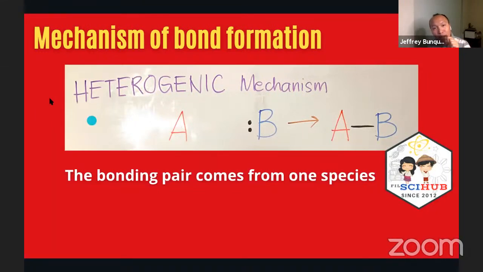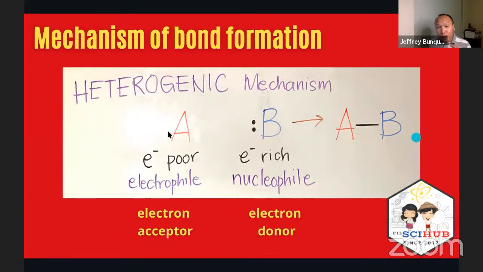So in a heterogenic mechanism for bond formation, the electron pair will only come from one source, from one atom or from one fragment. So this time around, B yung atin pong source ng electron pair. Tumatanggap lang si atom A, and that's how they form a bond. And this time around, since hindi po equal yung kanilang pag-share ng electron, kasi galing lang kay B ang electrons, si A tumatanggap lang siya. So we actually have terms for these species.